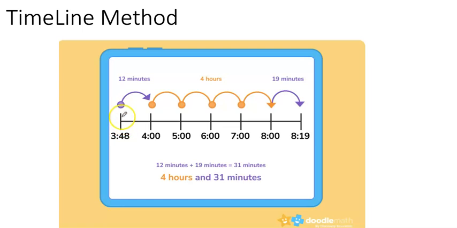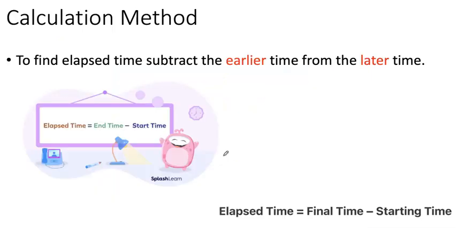Another method on your notes is called the timeline method. You can see here that you make a timeline, showing how many minutes, then how many hours, and then that many more minutes. So you would know it'd be 4 hours plus 12 minutes and 19 minutes, which would be 31 minutes. So it'd be 4 hours and 31 minutes. A timeline, or actually writing out the hours, sometimes is another nice way to do elapsed time.